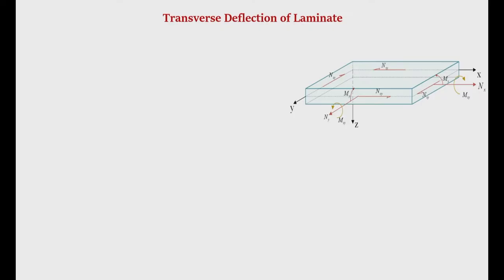Hello, today we will discuss the transverse deflection of laminate. Transverse deflection of laminate is obtained considering the classical lamination theory in conjunction with the equilibrium equations. In our classical lamination theory, we considered a laminate where the stresses in each layer are represented by the force and moment resultants.